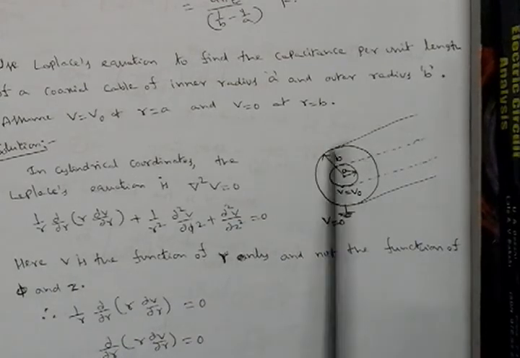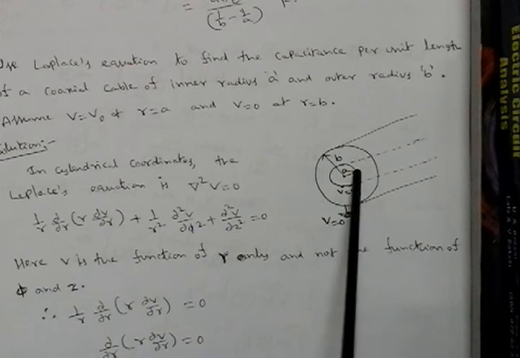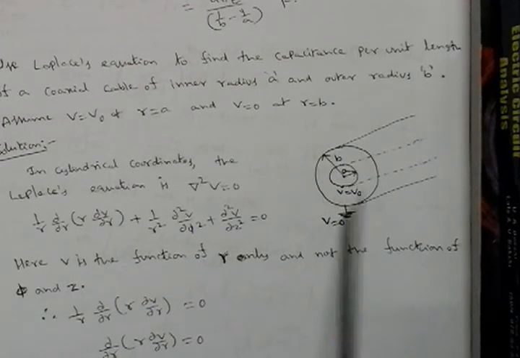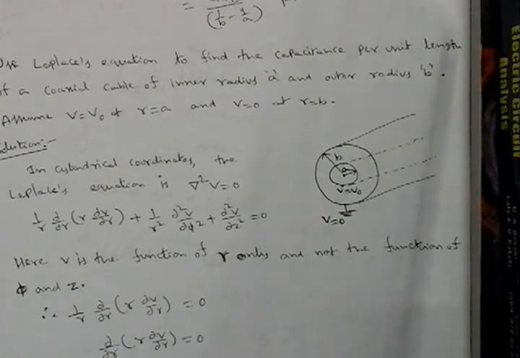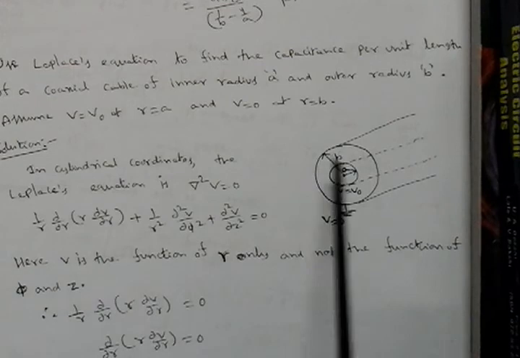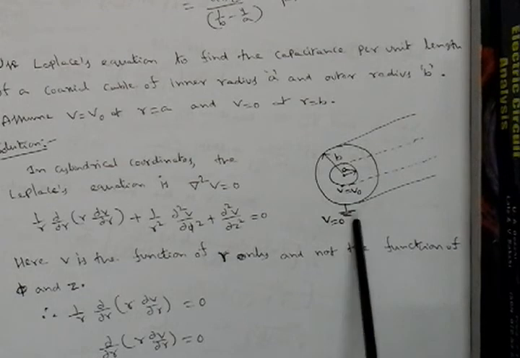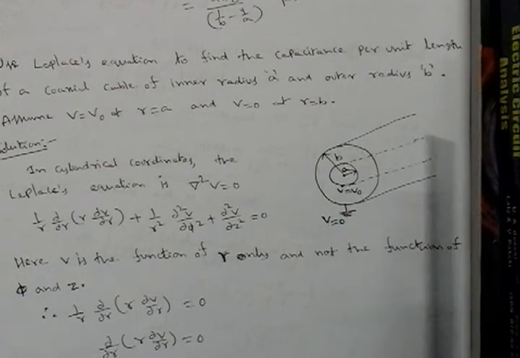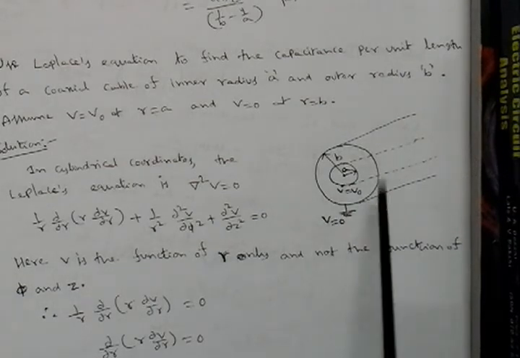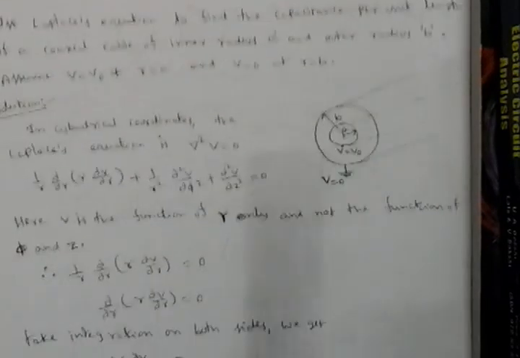So an infinite length cable is there. The cable has an inner conductor and an outer conductor. What should be the capacitance per unit length between the two, the inner conductor and the outer conductor? The outer conductor potential is 0, which means it is connected to ground. Having some potential means it is not connected to the ground. Now let's see how to solve this.